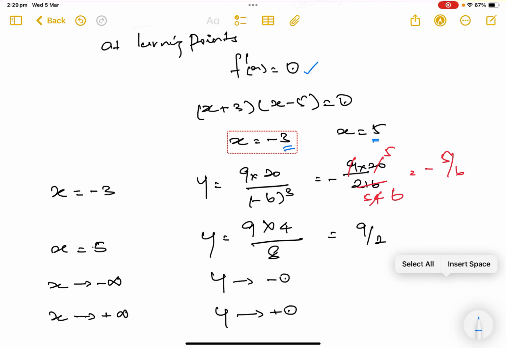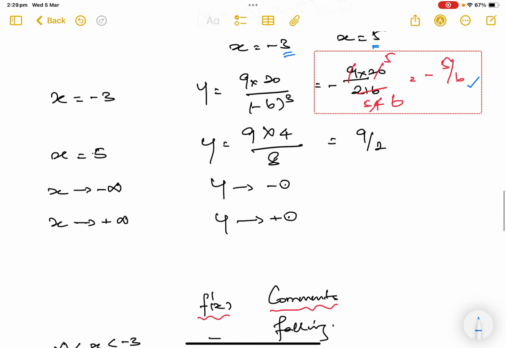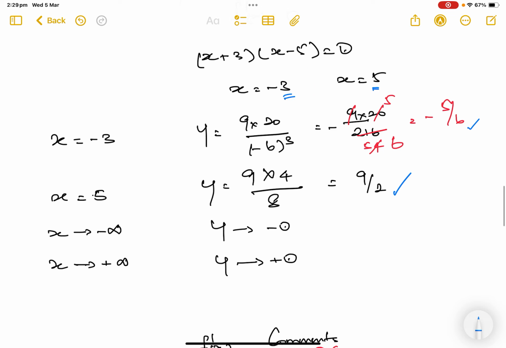For each turning point, see what the value of y is, because we need to get the point. If we substitute minus 3 for x and work it out, I just wanted to get minus 5 over 6. And then again, x equals plus 5, do that. It's 9 over 2. So we have found the turning points. One is minus 3, minus 5 over 6. The second turning point is 5 and 4.5, or 9 over 2.